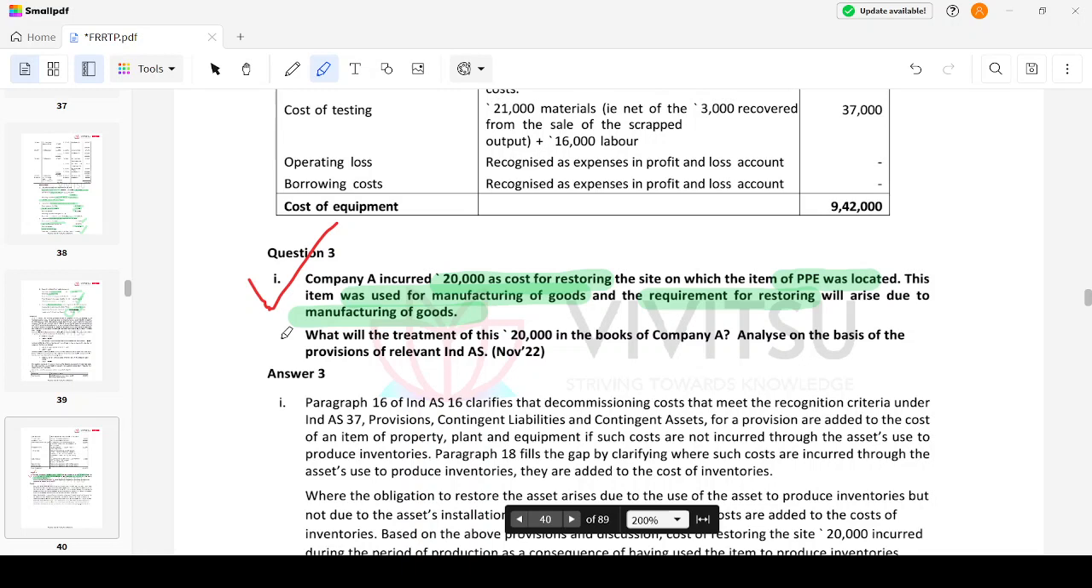So what's happening is, 20,000 is the cost of restoration of the site, and as I'm going to manufacture some goods, this site has to be restored.